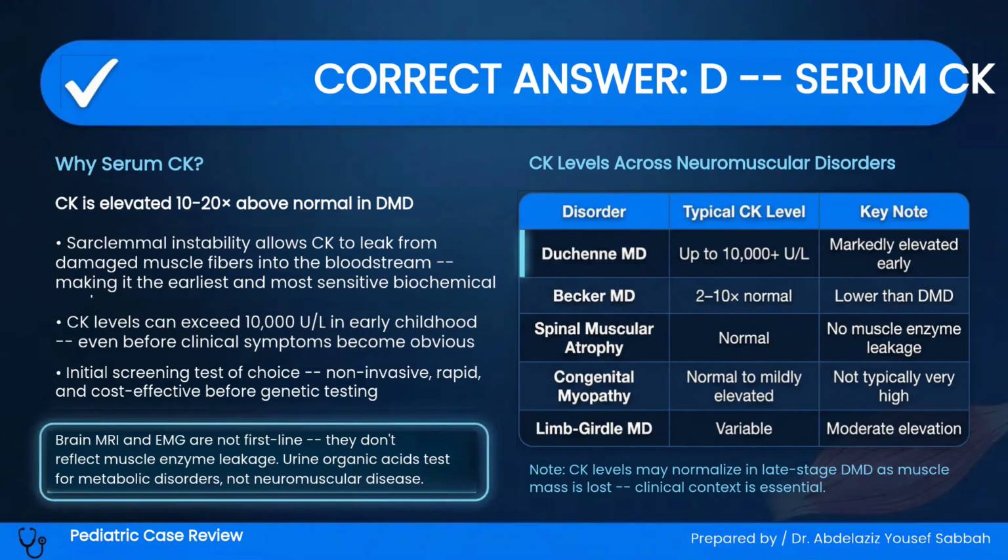Brain magnetic resonance imaging and electromyography are not first-line tests because they do not reflect muscle enzyme leakage. Urine organic acids test for metabolic disorders, not neuromuscular disease. An important note: creatine kinase levels may normalize in late-stage Duchenne muscular dystrophy as muscle mass is lost, so clinical context is always essential. Case Study 4.